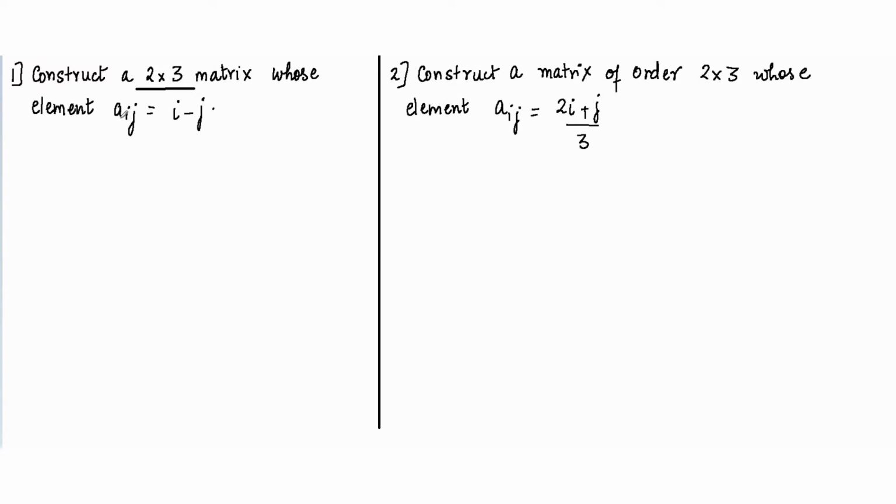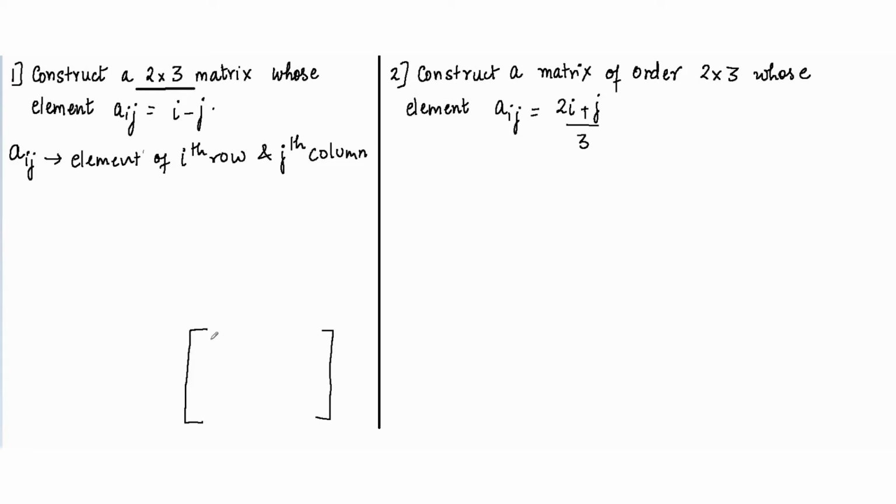If we remember the notation, aij means the element of the ith row and jth column. Now we want a matrix whose order is 2 by 3. A 2 by 3 matrix would mean that there are going to be 2 rows and 3 columns. So let us construct that matrix.